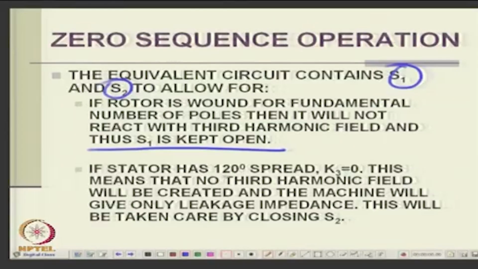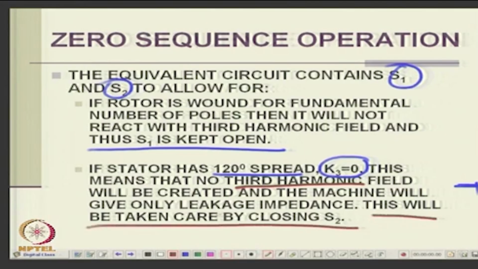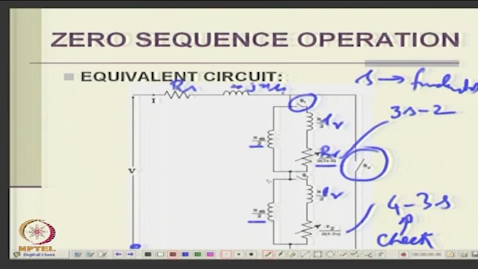Then what other thing? Now, if the stator has 120 degree spread, that means K3 is 0. If you make a 120 degree spread by design, you can prove that the third harmonic is absent. If the third harmonic is absent, then this will be taken care of by closing S2. So, if the third harmonic is not there, you close S2. So, this is the general single phase motor equivalent circuit.